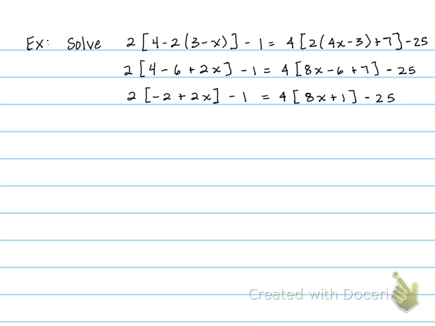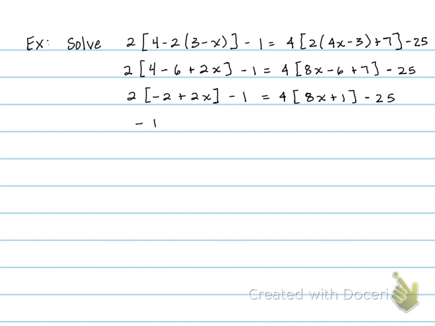So now we'll distribute again. So be sure that when you distribute that 2, you're only distributing it to the terms that are inside the bracket. So the minus 1 just hangs out. We don't distribute the 2 to the minus 1 because it's not part of what we're multiplying it by.